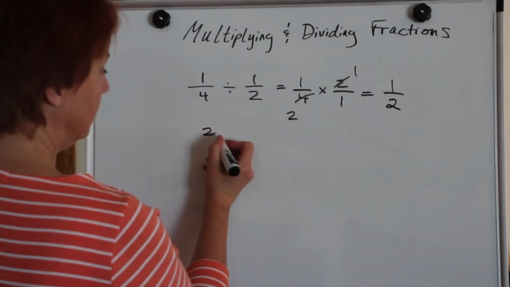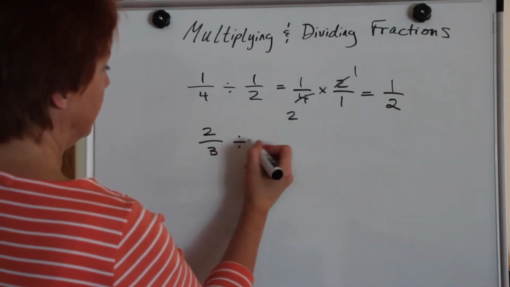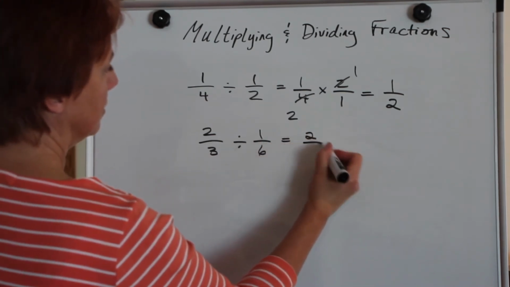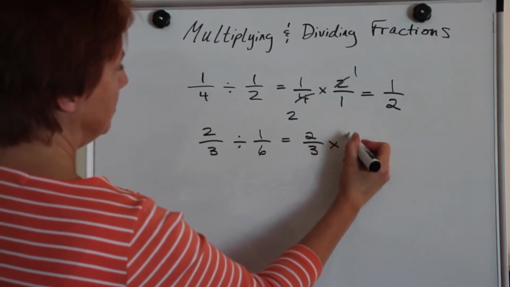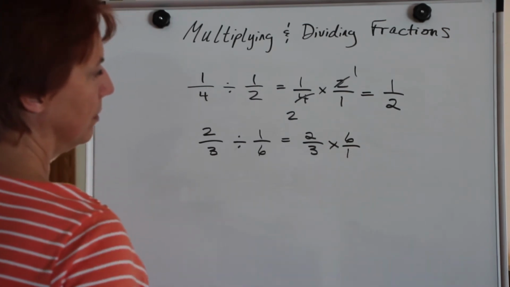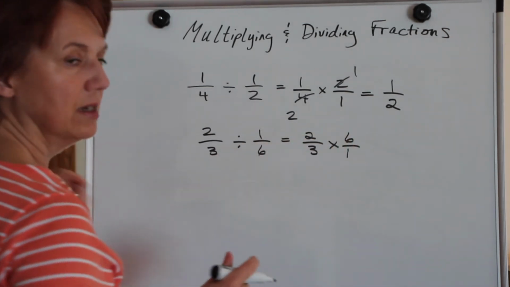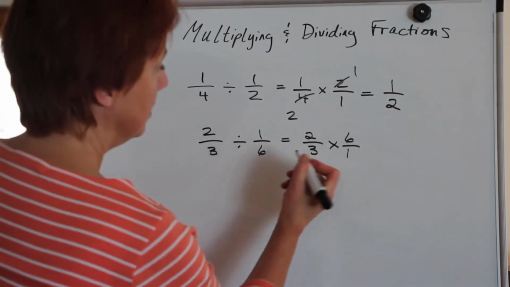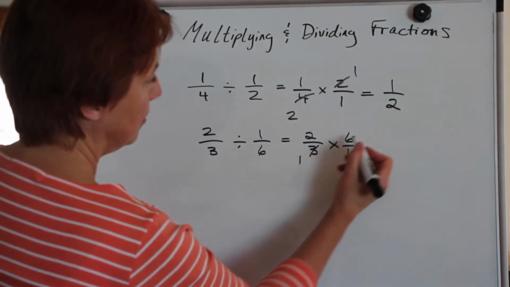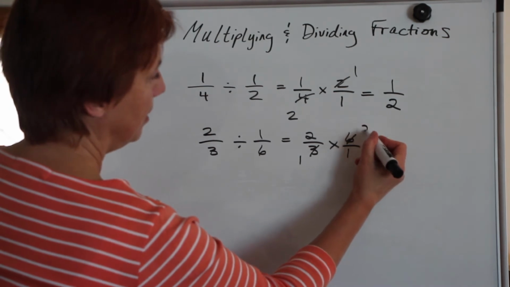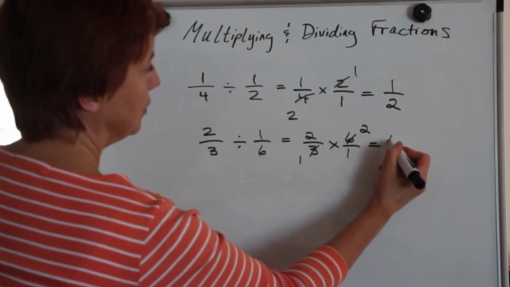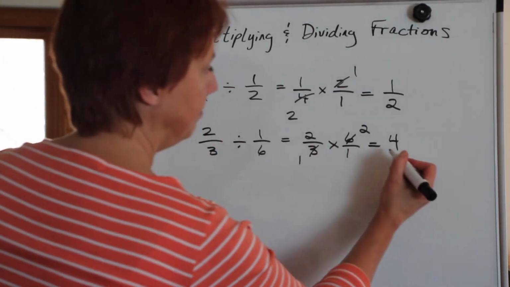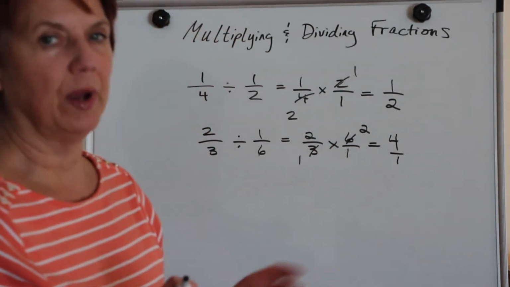Okay, that's all there is to it. Let's look at this one, 2 over 3 divided by 1 over 6. Same method, it's 2 over 3 times 6 over 1. The 3 and the 6 can reduce because they have a common factor of 3, okay? So we're going to divide this by 3 and get 1. We're going to divide that by 3 and get 2. We're going to multiply and get 4. Now because the denominator is 1, we never write that, all right?